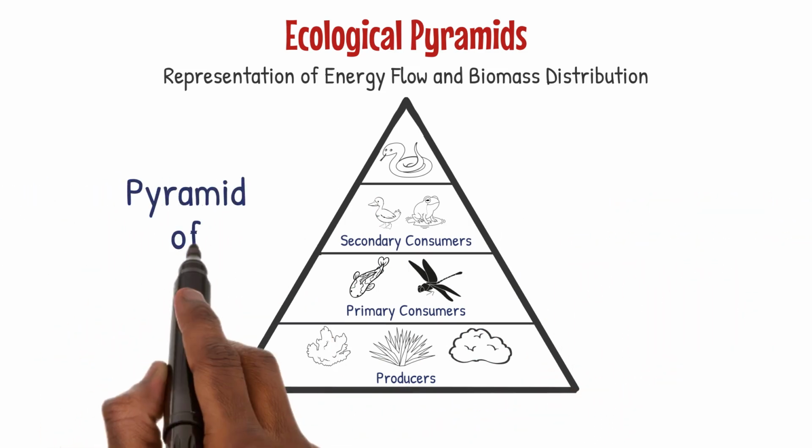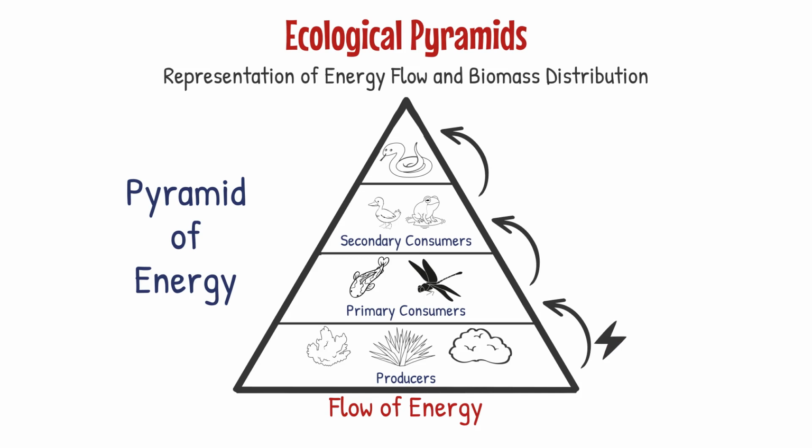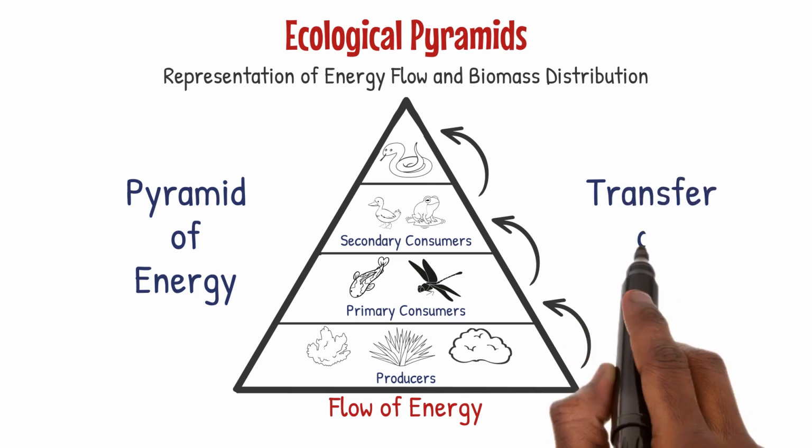Last but not least, the pyramid of energy. This pyramid shows the flow of energy through the ecosystem. It demonstrates the decrease in available energy as we move up the food chain, as energy is lost at each trophic level.